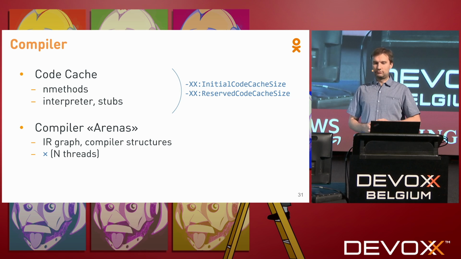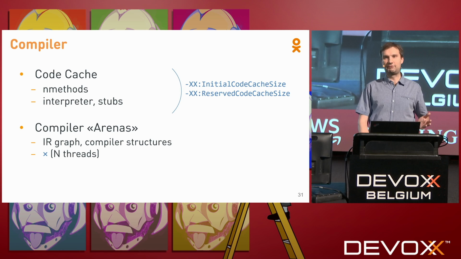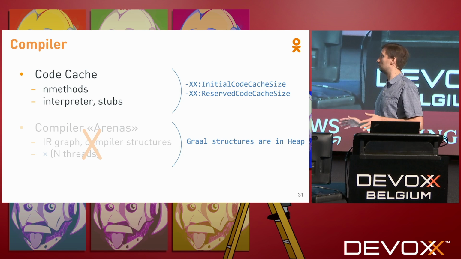Actually, Graal is written in Java, and it runs like a regular Java program. So it builds its own structures in Java heap instead of native memory. So with Graal JIT, there are no compiler arenas. But the code compiled with Graal still goes to code cache.